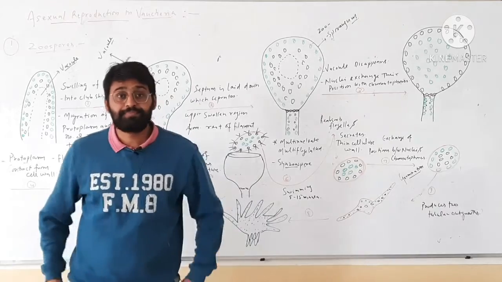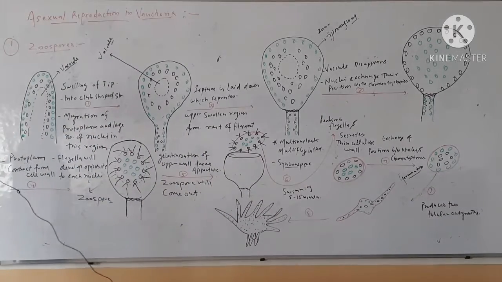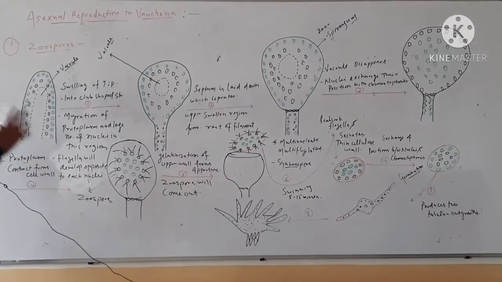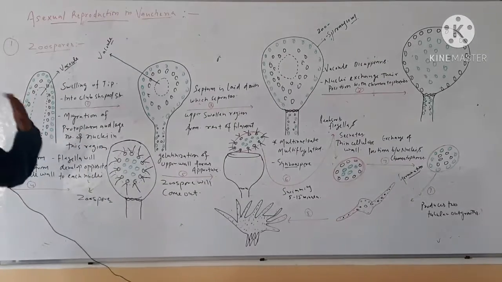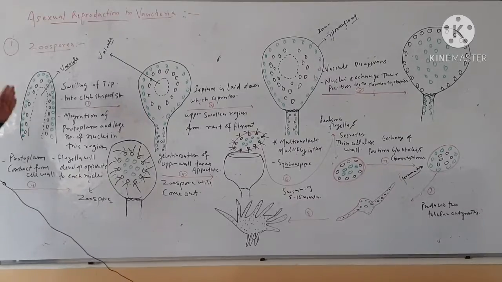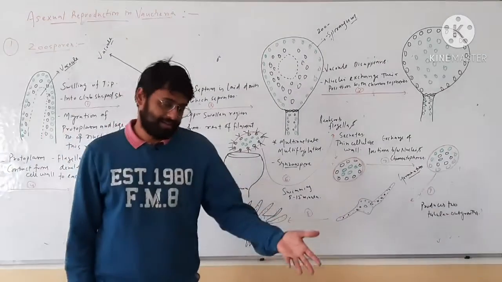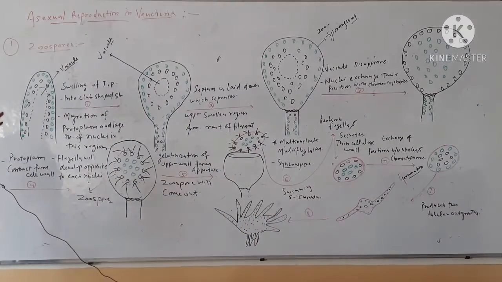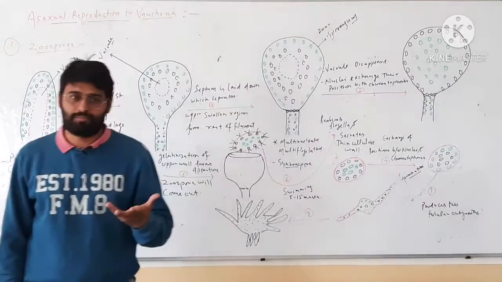Good morning. Today we will discuss asexual reproduction in Vaucheria. Asexual reproduction in Vaucheria occurs through three different types of spores: one is zoospore, another is aplanospore, and another is akinete. Here we will discuss in detail how zoospores are formed.